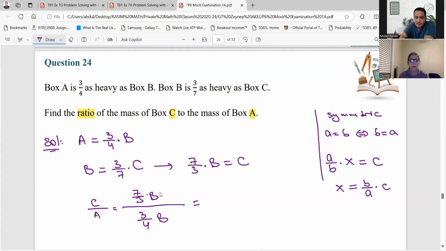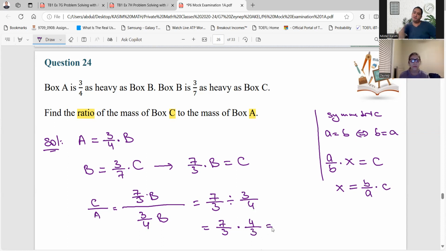You see this B, they cancel each other. And what is this fraction line? It is division. It is the same thing as 7 over 3 divided by 3 over 4. Because at the bottom we have 3 over 4. At the top, 7 over 3. And if you remember, we learned how to divide a fraction by another fraction, right? Write the first fraction and change division into multiplication and flip the next fraction, 4 over 3.